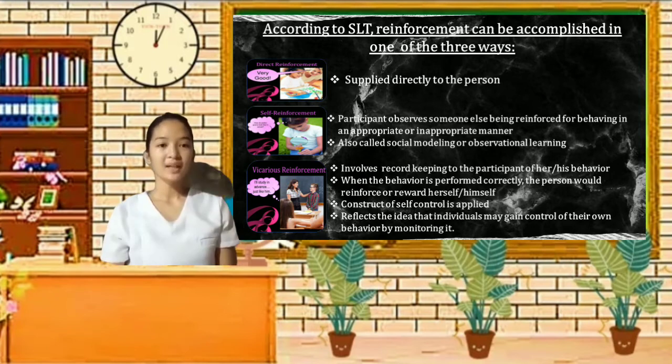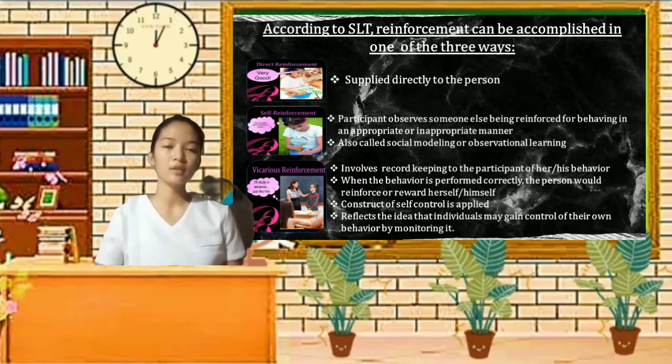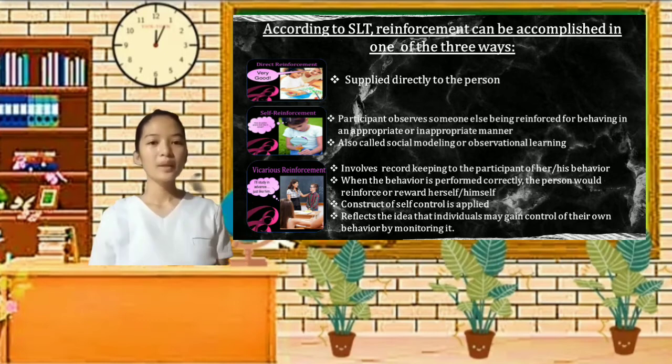Today I will be discussing vicarious reinforcement. So, vicarious reinforcement is a form of learning behavior through reward and punishment. We will study this concept in greater detail and understand how it forms an important part of the learning process. It involves record keeping by the participant of his behavior. When the behavior is performed correctly, the person is given a desired reward, to increase how often the person repeats the behavior.